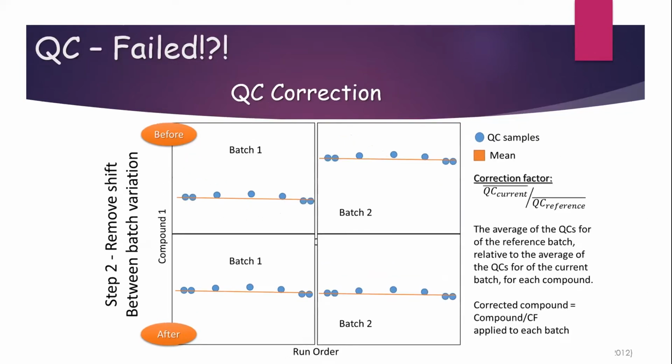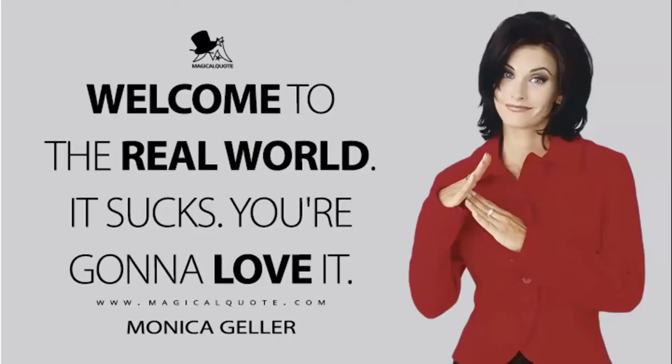Right, so once you've got your drift sorted out, there's still this shift between batches that you also need to correct for. So that's the second step in the correction, and they also provide information here. Okay, so that sounds great, that looks great, but that's a very optimistic picture of how to correct for QCs.